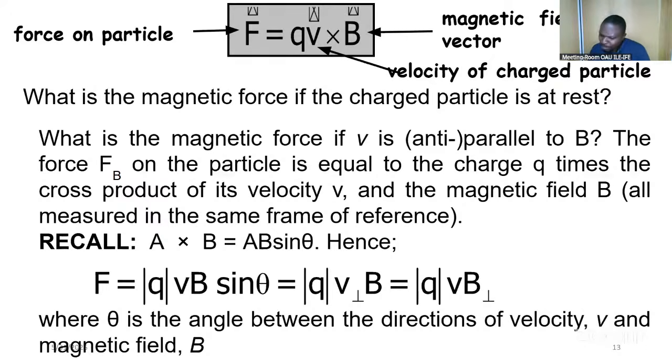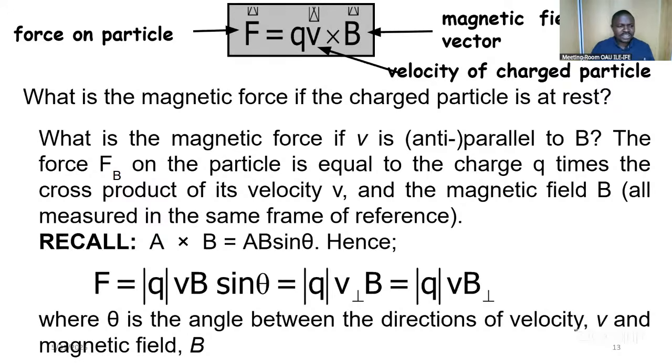There is another way to ask you a question. What about if V is parallel to B, not perpendicular? If it is parallel, what is going to happen? If the velocity of the charged particle is parallel or anti-parallel to B, the answer is still the same thing, zero. It can only be non-zero if it is perpendicular.